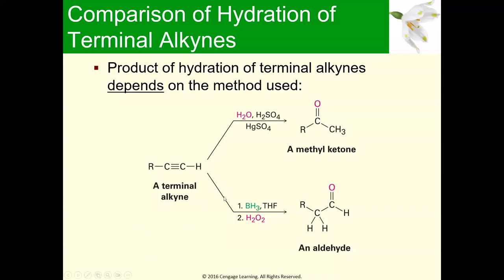Okay, so the outcome depends on what method you use to generate the enol. If you use the mercury in acidic conditions, mercury ion in acidic conditions, you get the methyl ketone. But if you use hydroboration, the consequence is one of your products is going to be an aldehyde. Okay, so the product of hydration of terminal alkynes depends on the method used.